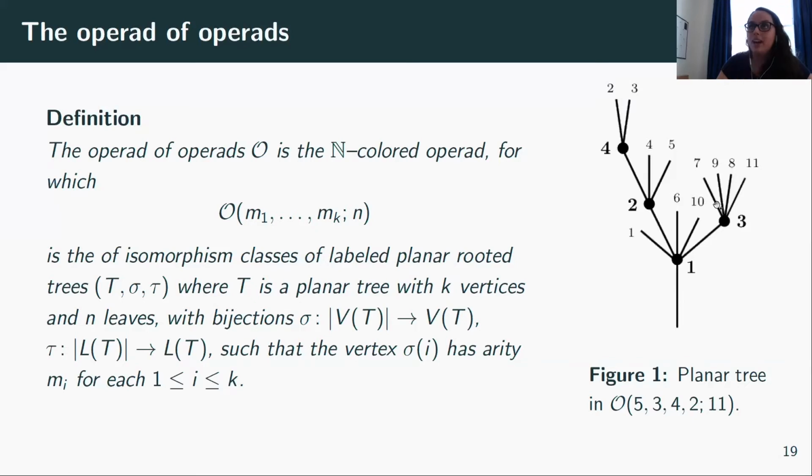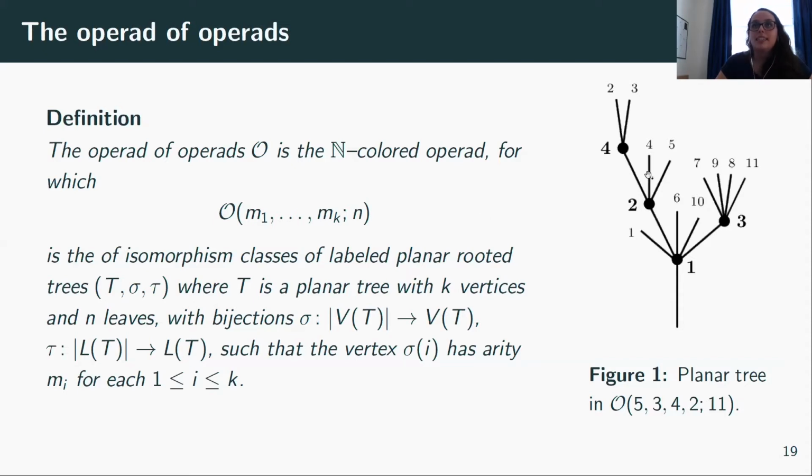The data that you have to give to specify this sort of composition then is a planar tree. You have to give precisely what are the vertices that you are using and how many inputs they have. And you also specify a labeling of the leaves. And this is going to give you the symmetric action.